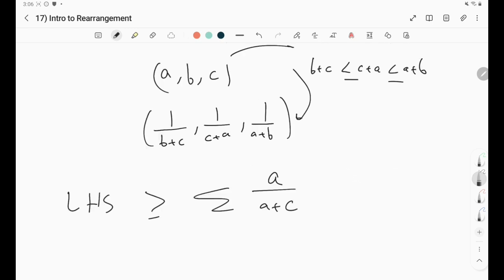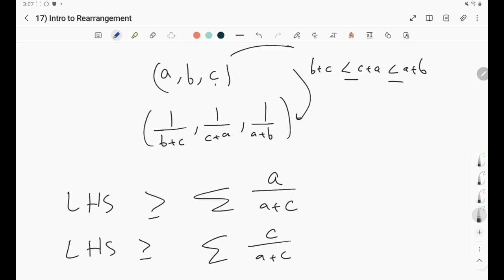Another possibility you can do, we can also get LHS is greater than, and now what we can do, for example, here we got, of course, sigma A over A plus C. So perhaps you can take also sigma C over A plus C. But how do we get this? Let's see.